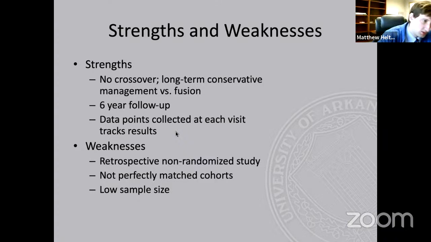Weaknesses, it's a retrospective, non-randomized study. There was difference in prior surgery for the conservative versus the SI joint fusion, and then it's a low sample size as well. Also, I'd like to add that the conservative management patients that got better initially before they were divided weren't included in the study. So that's a whole cohort of patients that's kind of missing from the initial identification of patients with SI joint pain.